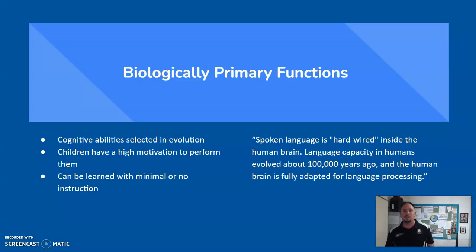So biologically primary functions are ones children have a high motivation to perform, and they can be learned with minimal or no instruction. Things like walking, crawling, sitting, lifting their head, tummy time, talking. And talking's been around for 100,000 years. So our brain's hardwired to figure that out by immersion, just by doing it.